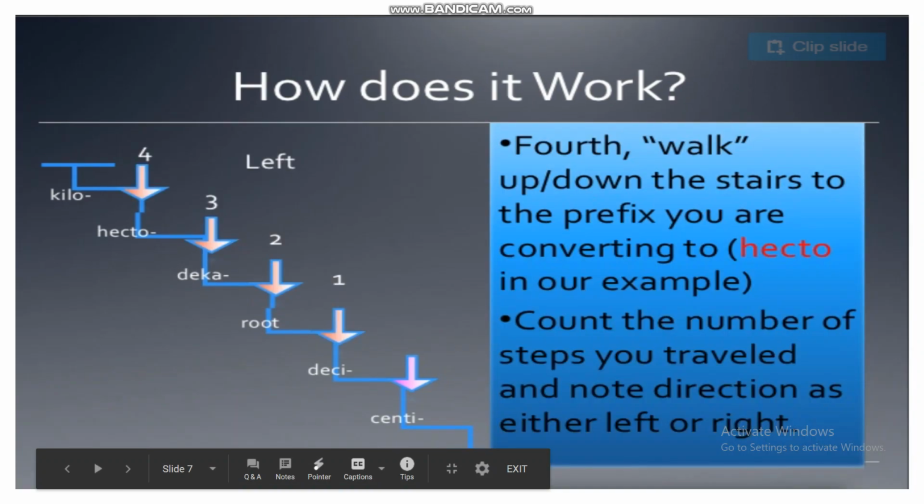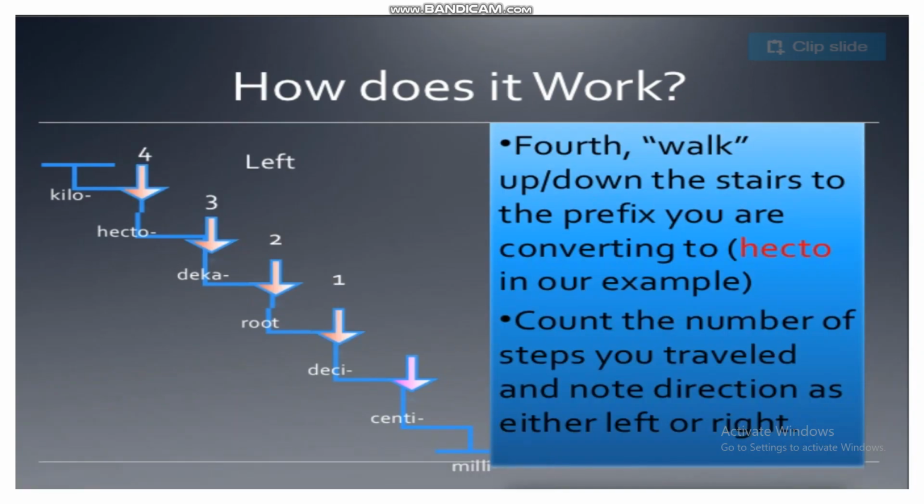So, we have to just add our prefix, centimeter करना है कि millimeter करना है, and then we count the number of steps we have travelled in the direction upwards, or we have moved downwards. So, in this we have to move upwards, as we have to convert centimeters into hectometers.